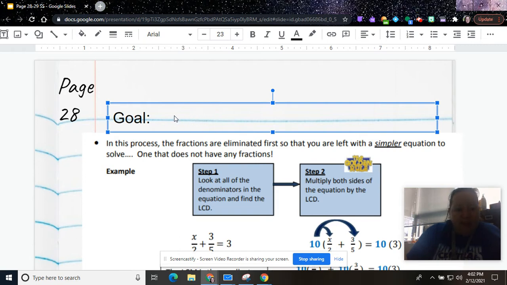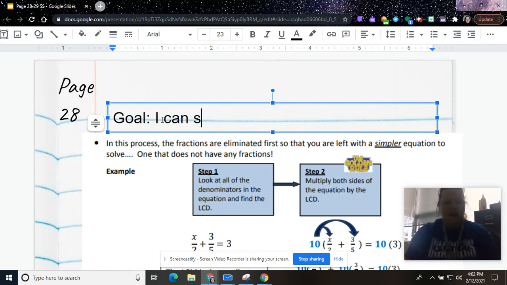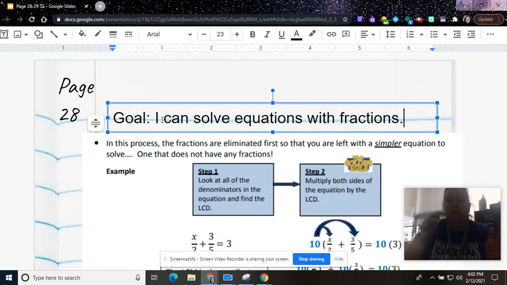Our goal today is I can solve equations with fractions. Now, you are able to solve equations with fractions using the 5 steps that we've been using that you have on page 23, and it would be perfectly okay.